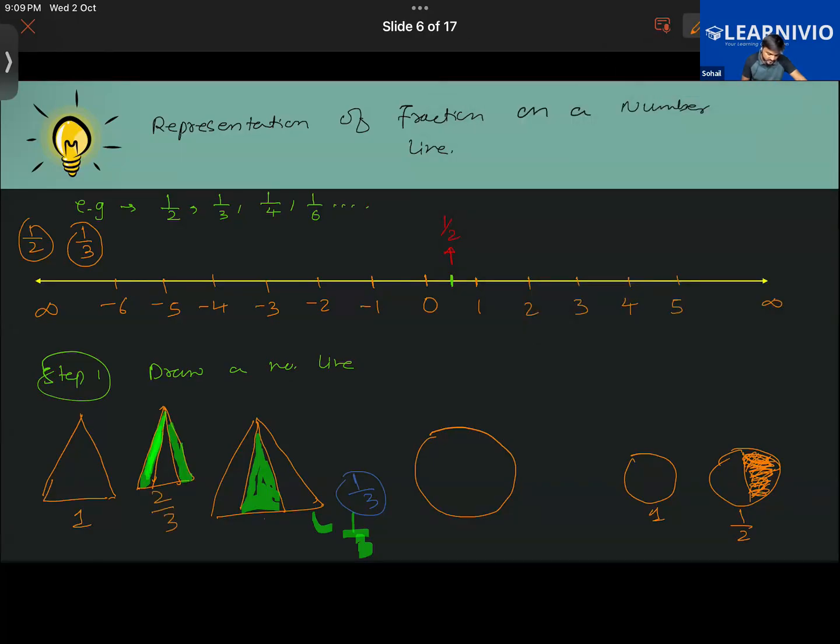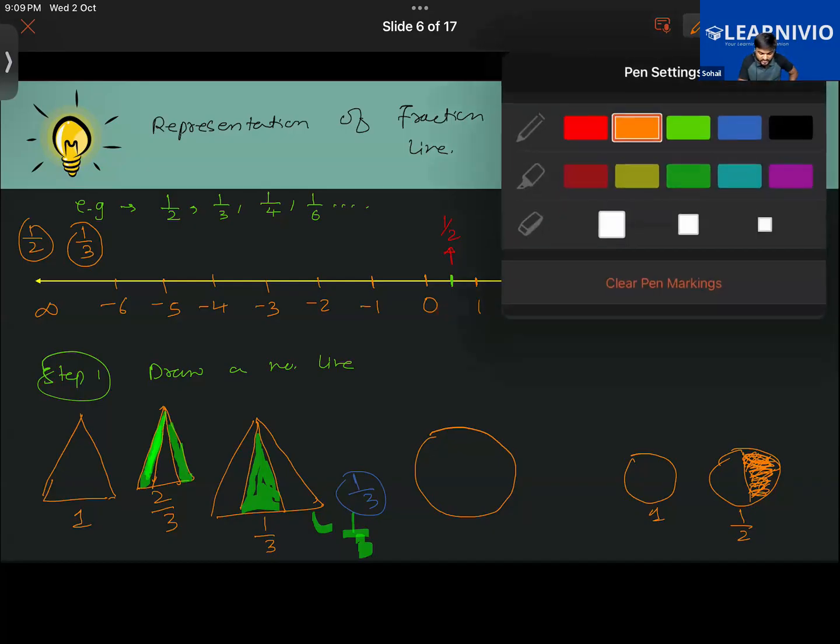And this one was 1 upon 3. So 1 upon 3 is clearly less than 1. This is clearly less than 1, isn't it? So it is going to lie between 0 and 1, greater than 0 but less than 1. So in this case, what are you going to do?